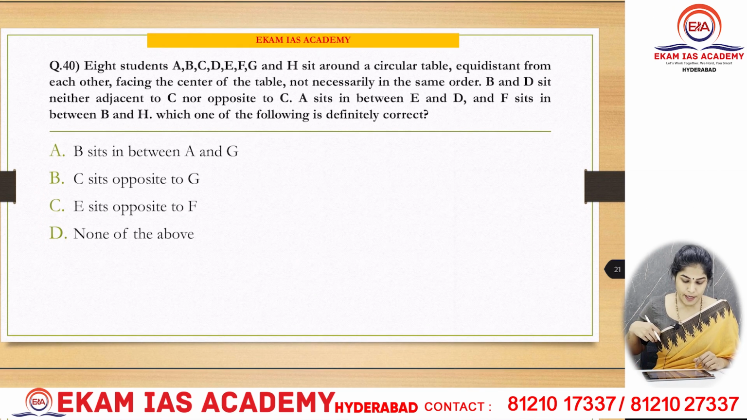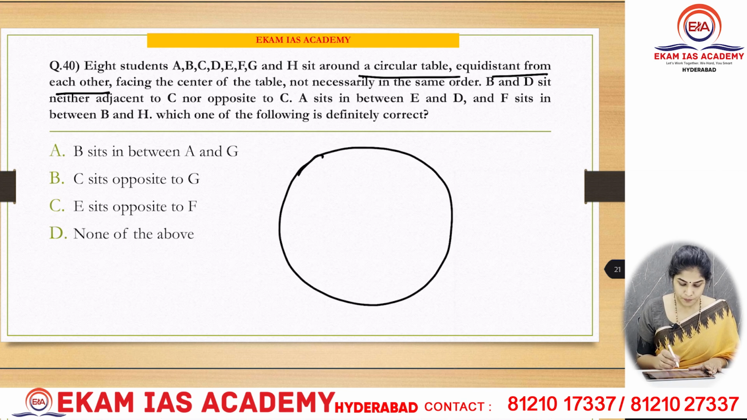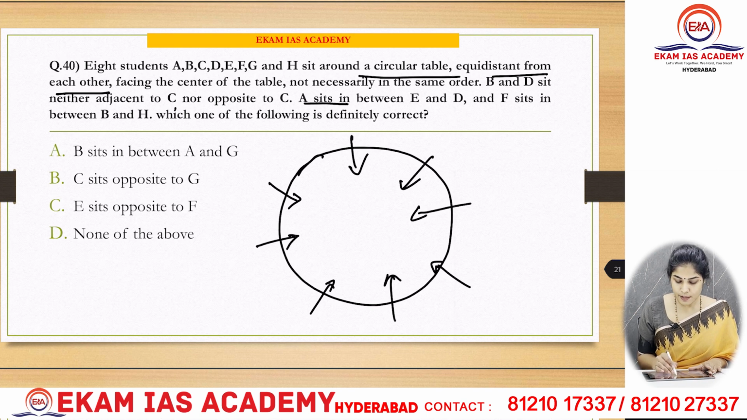8 students A, B, C, D, E, F, G, H sit around a circular table equal distance from each other. Let us draw a circular table, with everyone facing towards the center. It is 8, right? 1, 2, 3, 4. They are facing the center. B and D sit neither adjacent to C nor opposite to C. A sits between E and D. And F sits in between B and H.